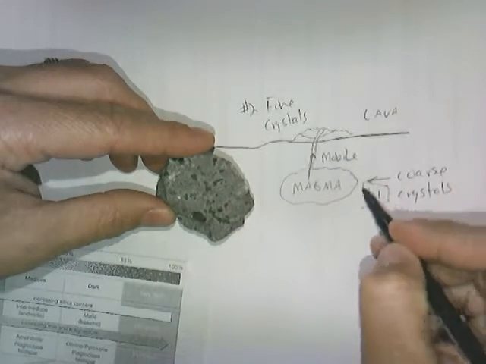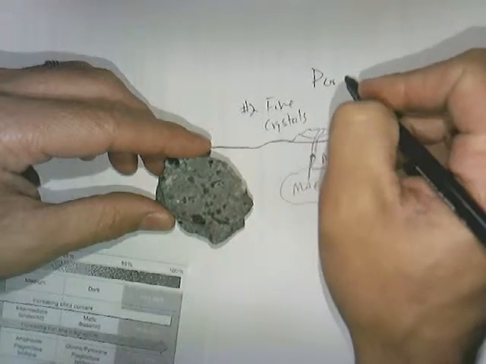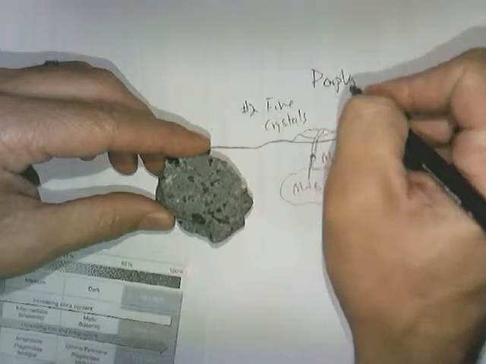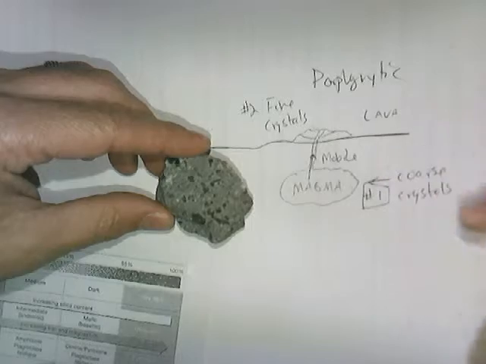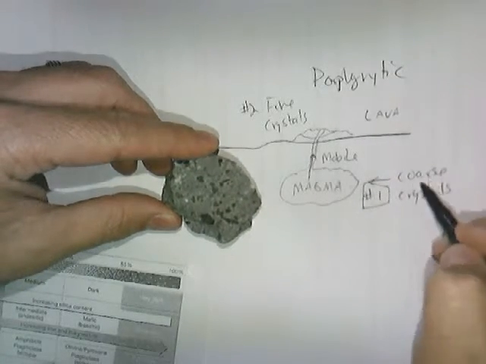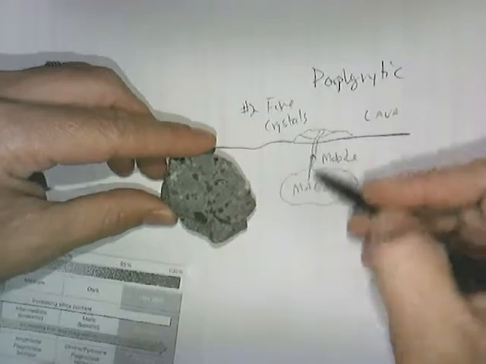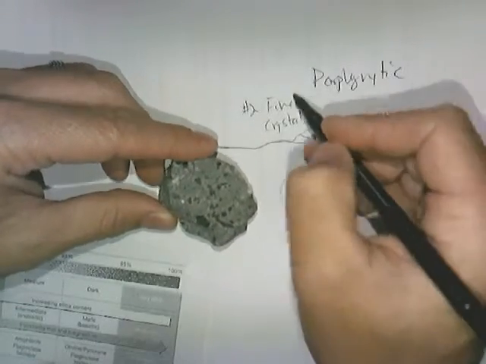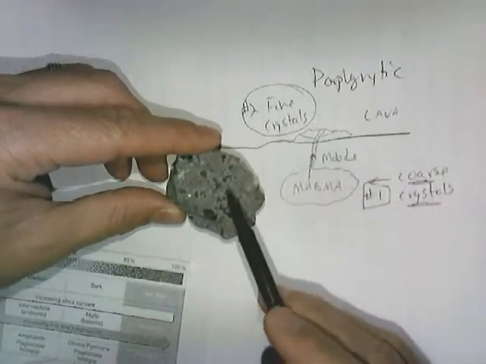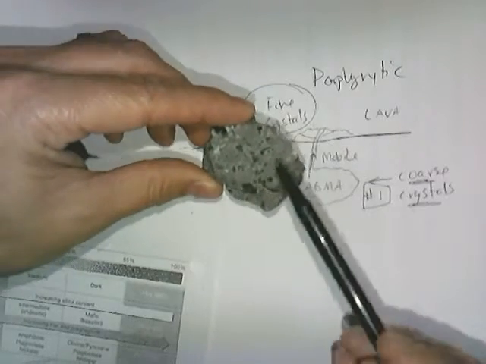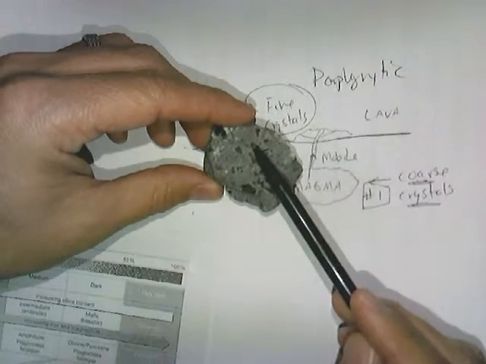So the first stage of a porphyritic rock is that you have to get these large, coarse crystals. And that happens inside the Earth. They move. They then reach the Earth's surface, and they cool very, very quickly. And I get them entrapped or entombed in what we call a fine crystal matrix.